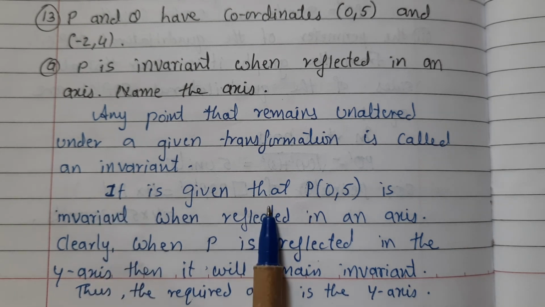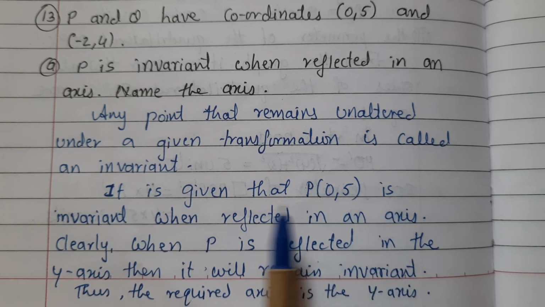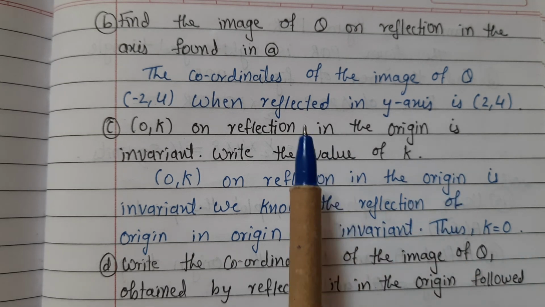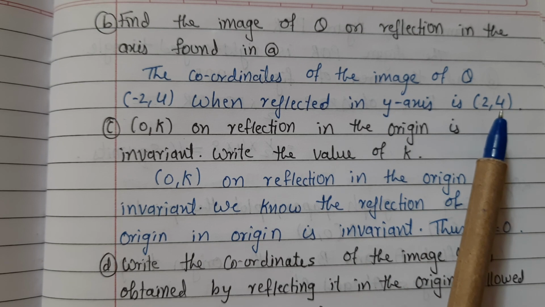It is given that the point P (0, 5) is invariant when reflected in an axis. Clearly, when P is reflected in the y-axis, it remains unaltered or invariant. Thus, the required axis is the y-axis. B. Find the image of Q on reflection in the axis found in A. The coordinates of the image of Q (-2, 4) when reflected in the y-axis is (2, 4).